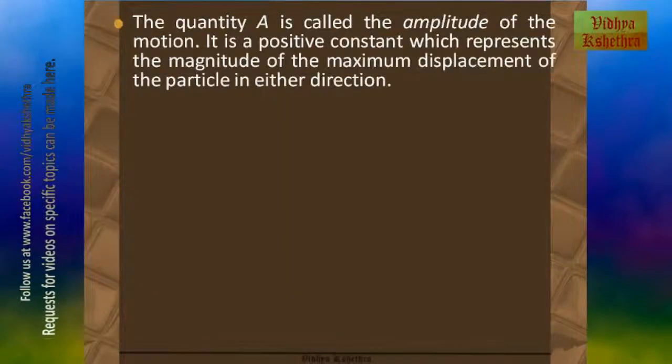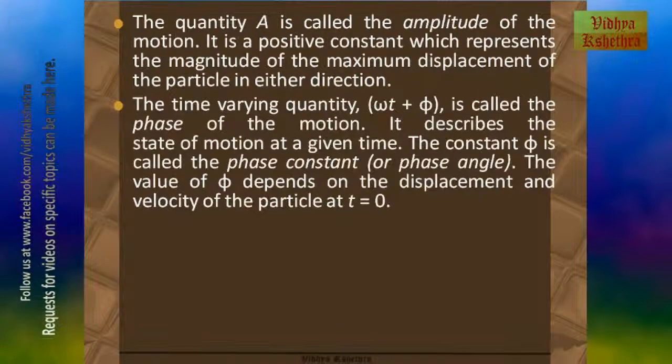Now the quantity A is called the amplitude of the motion. It is a positive constant which represents the magnitude of the maximum displacement of the particle in either direction. The time varying quantity omega t plus phi is called the phase of the motion. It describes the state of the motion at a given time. The constant phi is called phase constant or phase angle. The value of phi depends on the displacement and velocity of the particle at t equal to 0.